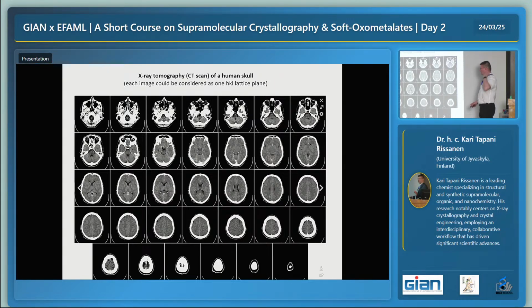And now you start seeing the information content of each of these slices. You can consider each of these slices like a Miller index plane. It contains information. And now you can see there's a lot of new information appearing in these slices which was not here before. Now you go more and more, up and up.